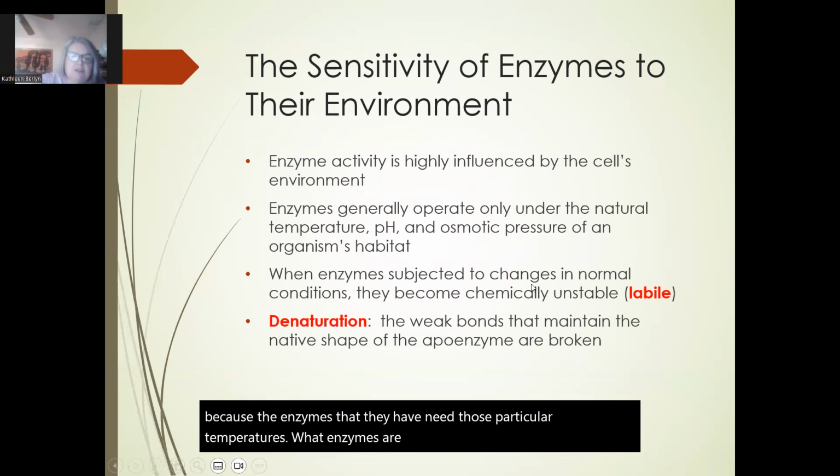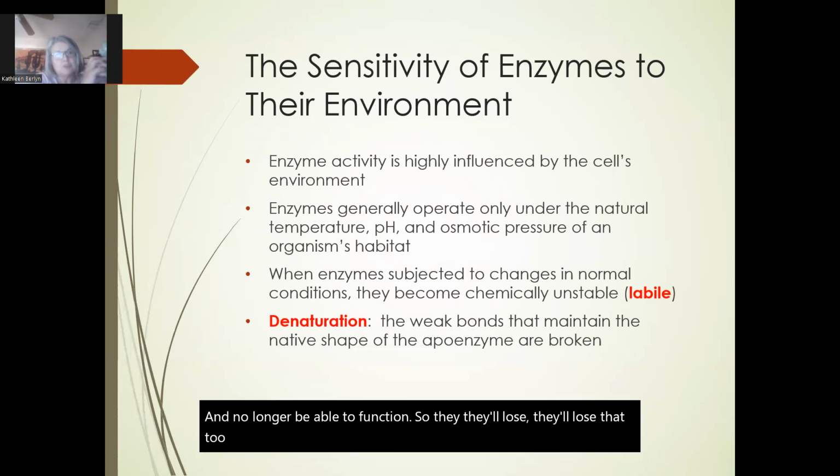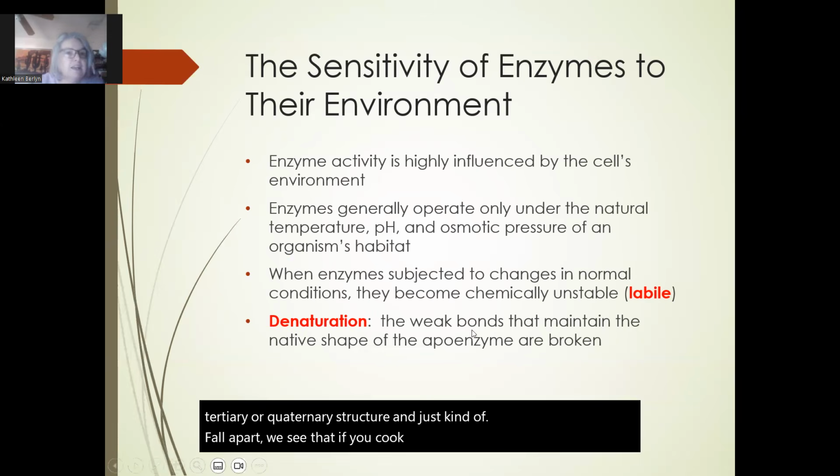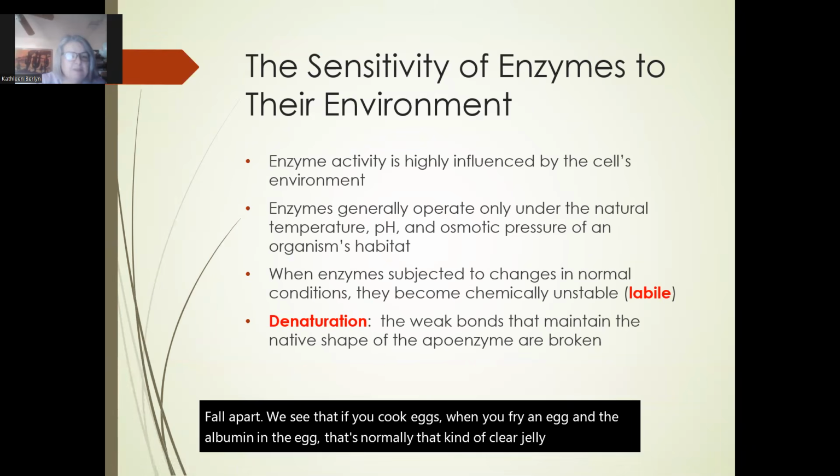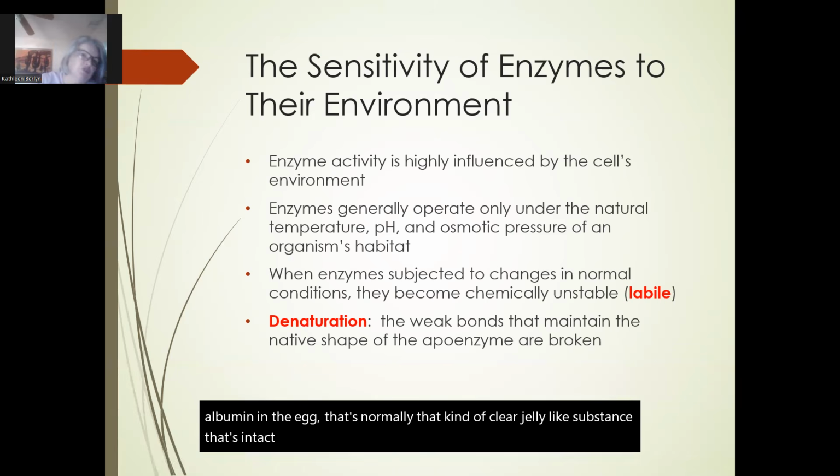When enzymes are subjected to changes in their conditions, they can become very unstable, and we call those labile. And often enzymes can be heat labile, meaning that if you put heat into them, they will break down, become denatured, and no longer be able to function. So they'll lose that tertiary or quaternary structure and just kind of fall apart. We see that if you cook eggs. When you fry an egg, the albumin in the egg that's normally that kind of clear jelly-like substance, that's intact albumin. When you fry the egg, it turns into that white cooked egg. That's the denatured protein.